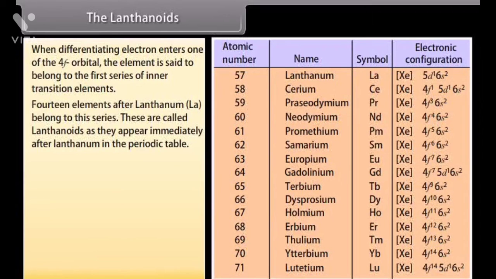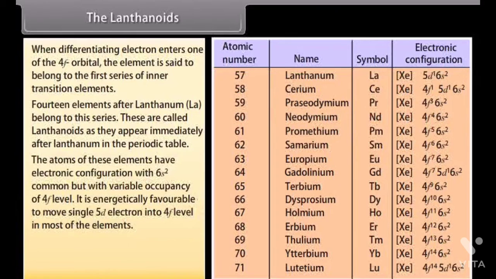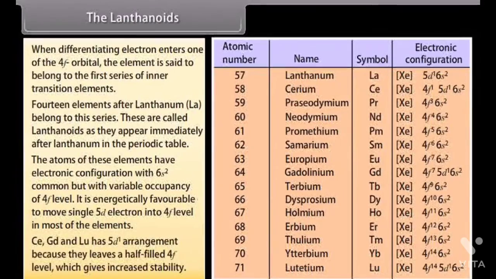These are called lanthanoids as they appear immediately after lanthanum in the periodic table. The atoms of these elements have electronic configuration with 6s2 common but with variable occupancy of the 4f level. It is energetically favorable to move a single 5d electron into the 4f level in most of the elements. Cerium, gadolinium and lutetium have a 5d1 arrangement because they leave a half-filled 4f level which gives increased stability.